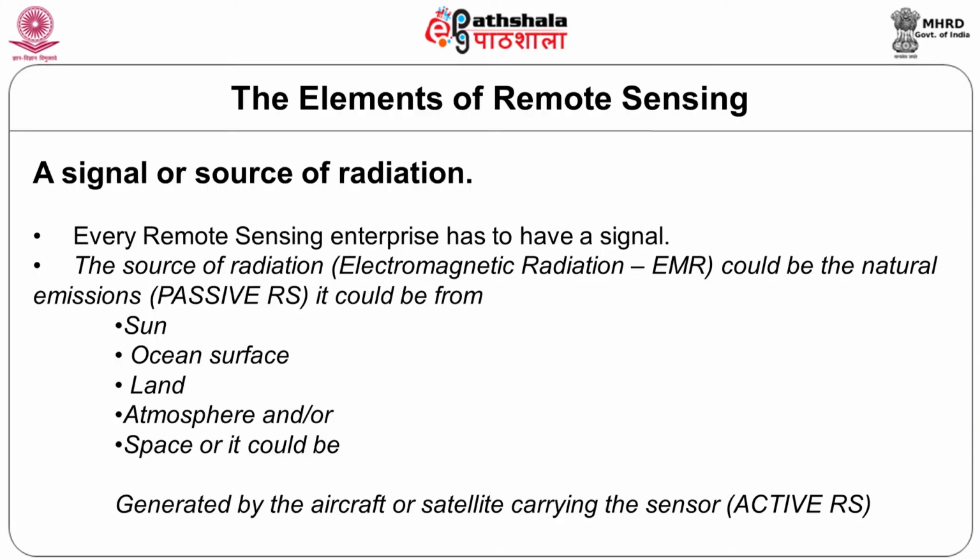So, that could be from a source which is available free of cost, in the sense it is readily available and is being emitted by the sun, or it could be energy which is reflected by the surface, the land or sea, or through the atmosphere, and it also could be from space, or it could be generated artificially, in the sense the electromagnetic radiation can be generated artificially, and that is what we call active remote sensing. So, in the first case we are talking about passive remote sensing.